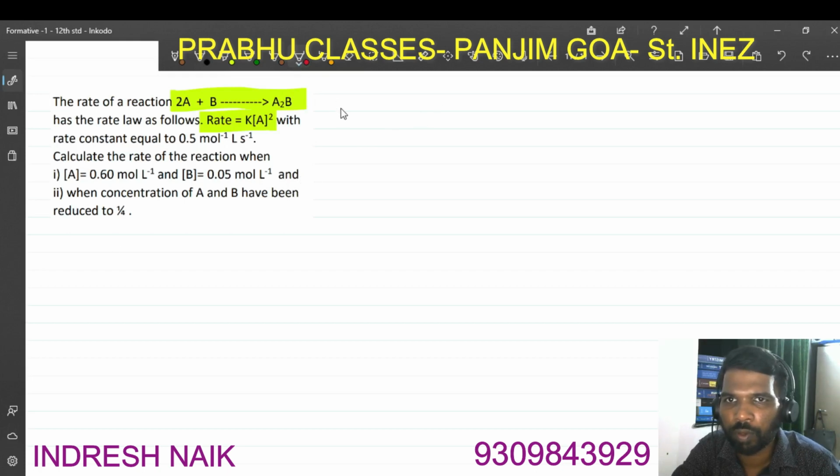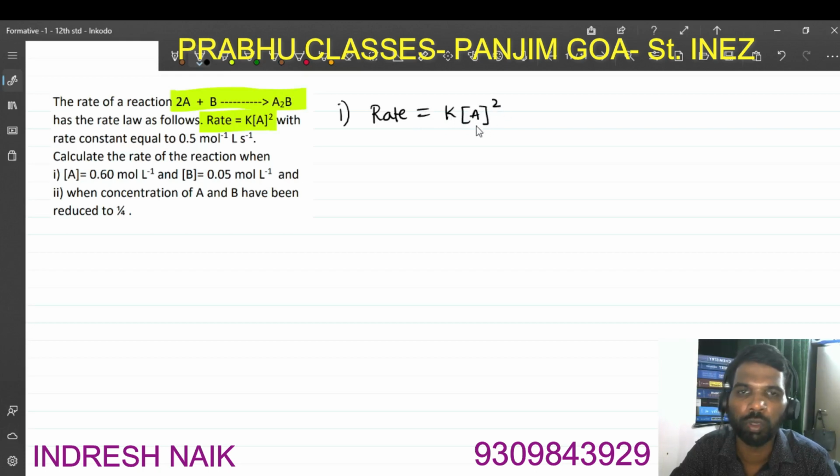First one. So from the rate law expression, what we can understand is that we'll write the rate as K into A raised to 2. This means the rate is dependent on the second order of A.